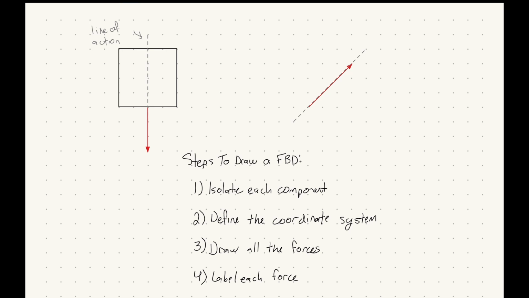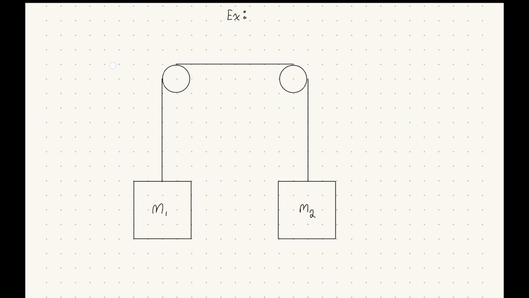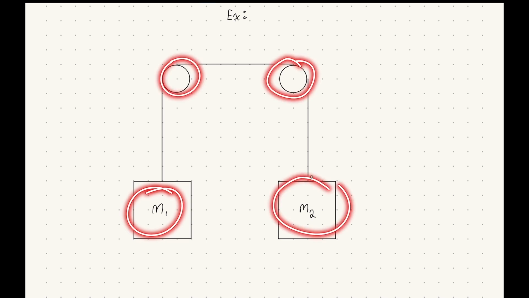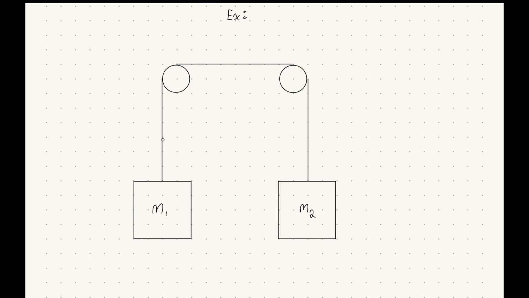Okay, let's cover an example. In this example, we have a mass of m1, which is connected to a pulley, which is connected to another pulley, and is finally connected to a mass of m2. Our first step will be to isolate each component, so we'll get rid of the string connecting each of these components. Now, we're going to draw our coordinate system.